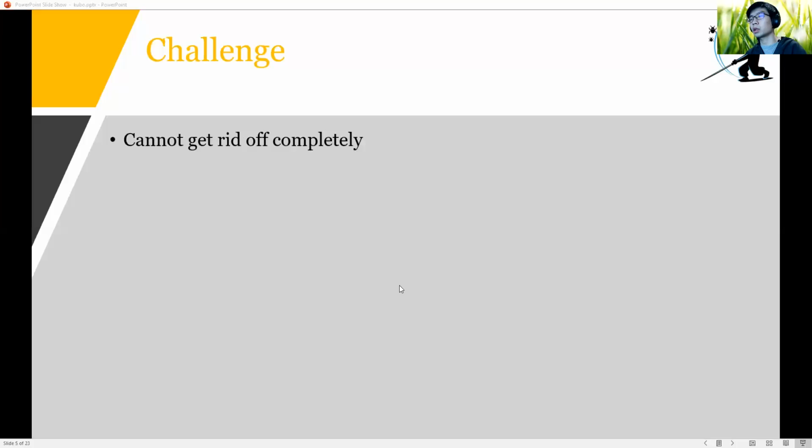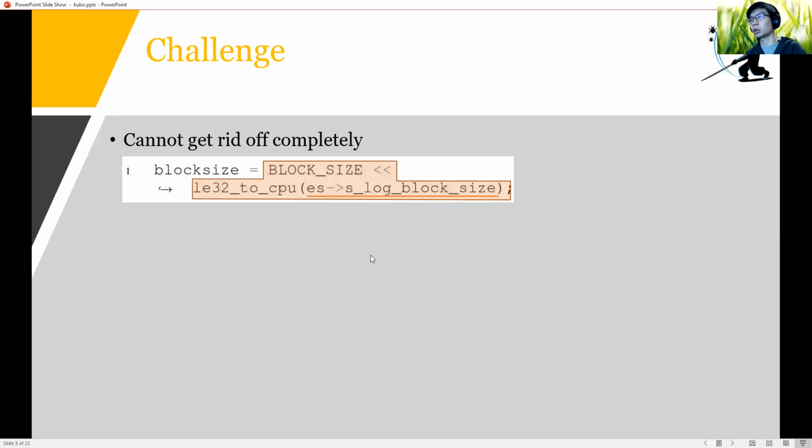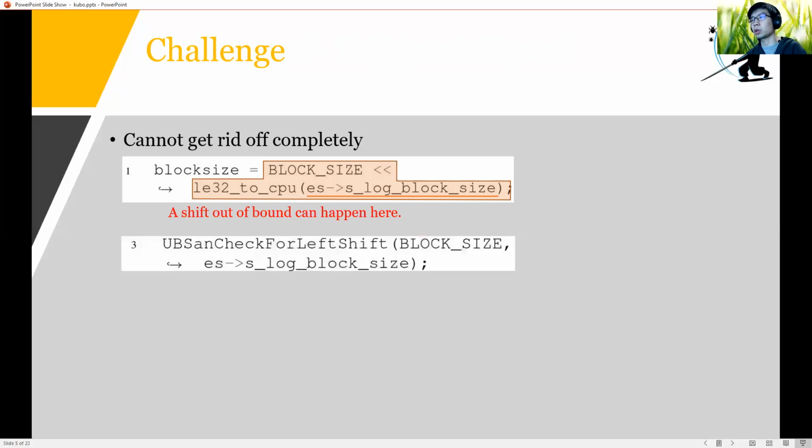So another nasty thing about undefined behavior, besides that it can cause various consequences, is that it is hard to get rid of entirely. Take the shift out of bound error we show here as an example. This shift can go out of bound because this variable comes from user space. What we usually do is place a check for these two operands right after this instruction. And in this case, this is indeed a bug, so a warning will be raised.